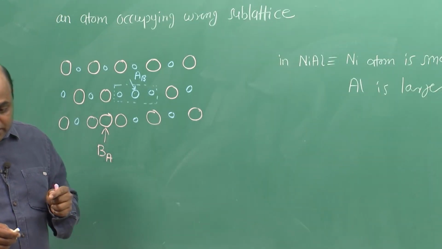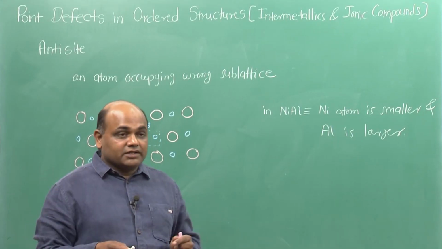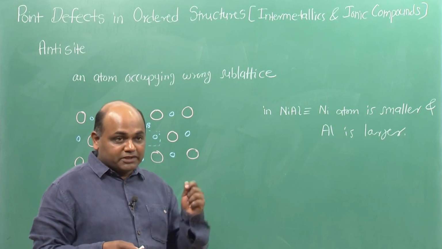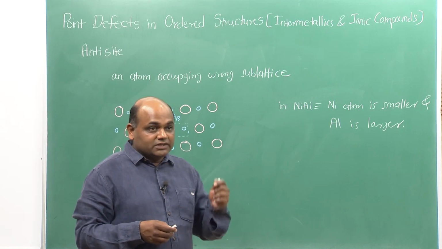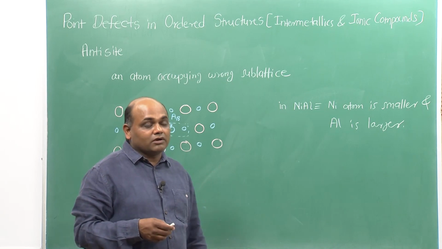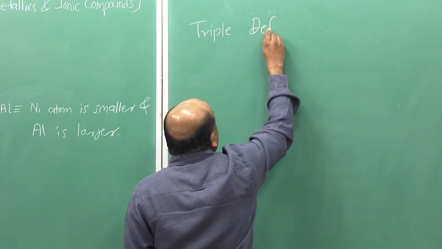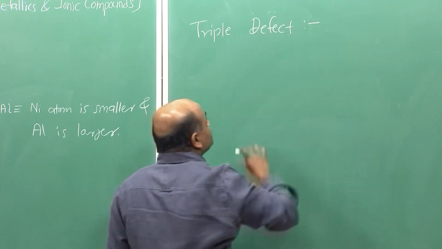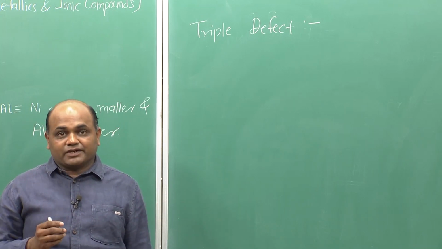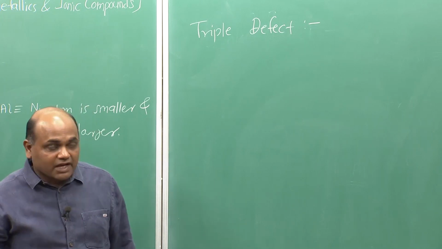In ionic compounds, the antisite formation is very rare, because there is an ionic bond between A and B, and so forming an antisite leads to formation of wrong bonds, again which is a very high energy structure. So, the antisite in ionic compounds will almost not be possible. Then the next defect is called triple defect. As the name suggests, it is a defect complex involving 3 defects. So, there are 2 vacancies involved and 1 antisite.